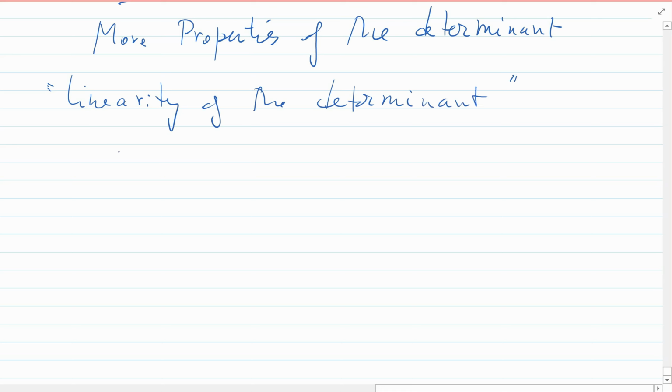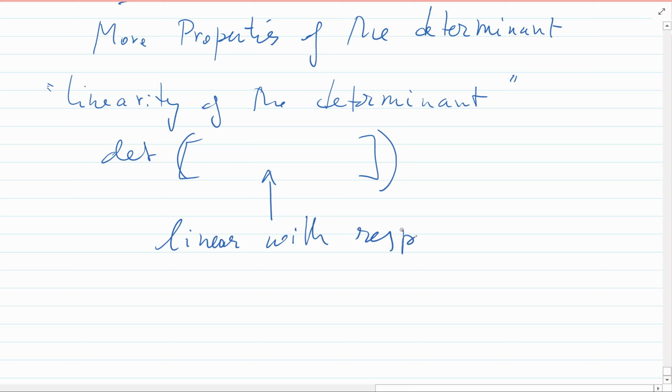Meaning what? The beauty here is that with respect to one column, or one row, it doesn't matter, the determinant is linear. So it is linear with respect to each column. This is what's known as bilinear for 2 by 2, n-linear if you have n by n. And what it means is that if you have a constant times a column, the constant comes out.